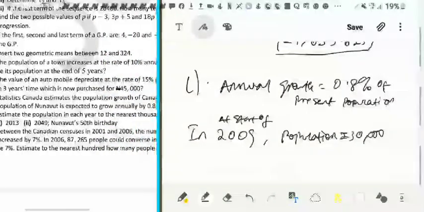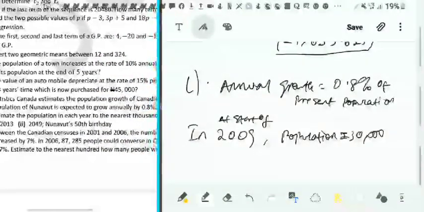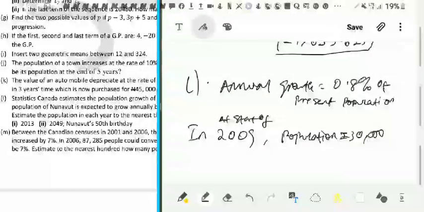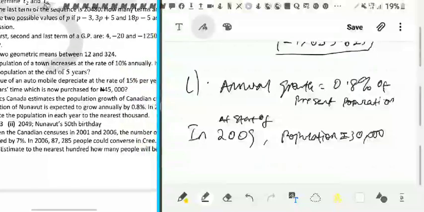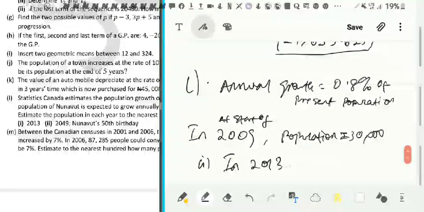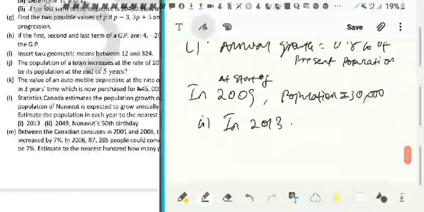Estimate the population in each year, correct to the nearest thousand. Okay, we want to estimate the population in 2013 and 2049 to the nearest thousand. Okay, so Roman figure 1 now, in 2013. Now 2013 is how many years after 2009?